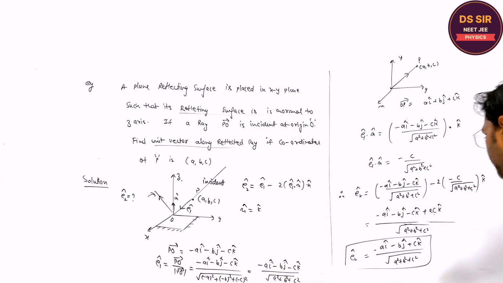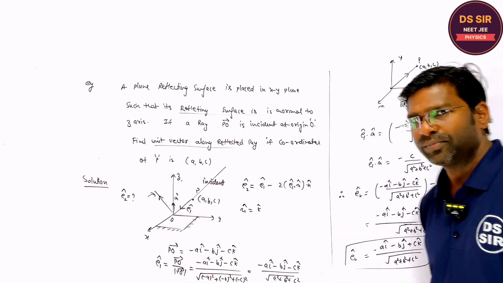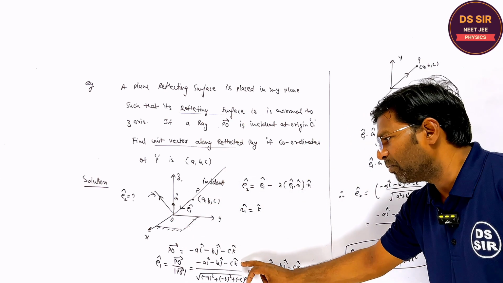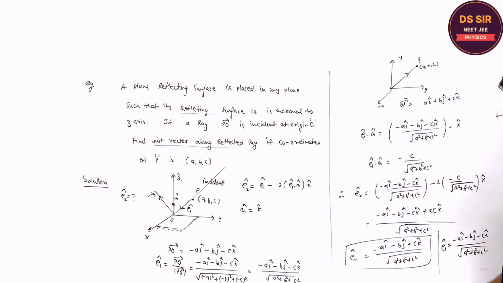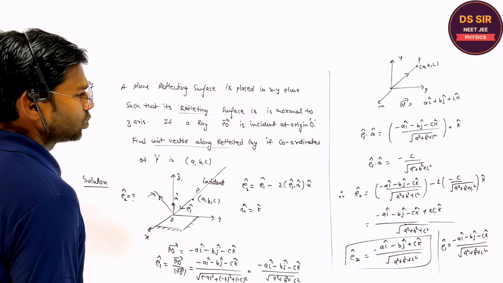And what was the e1 cap? The e1 cap is nothing but minus a i minus b j minus c k cap upon root over a square plus b square plus c square. So e1 cap you can write by yourself, dividing the vector by the magnitude, and this is the e2 cap, the unit vector along the reflecting ray. With the help of this formula we can find it. This type of question is asked in JEE Advanced. Copy this, then I will give you a few more. The shortcut also we can apply for this type of question.